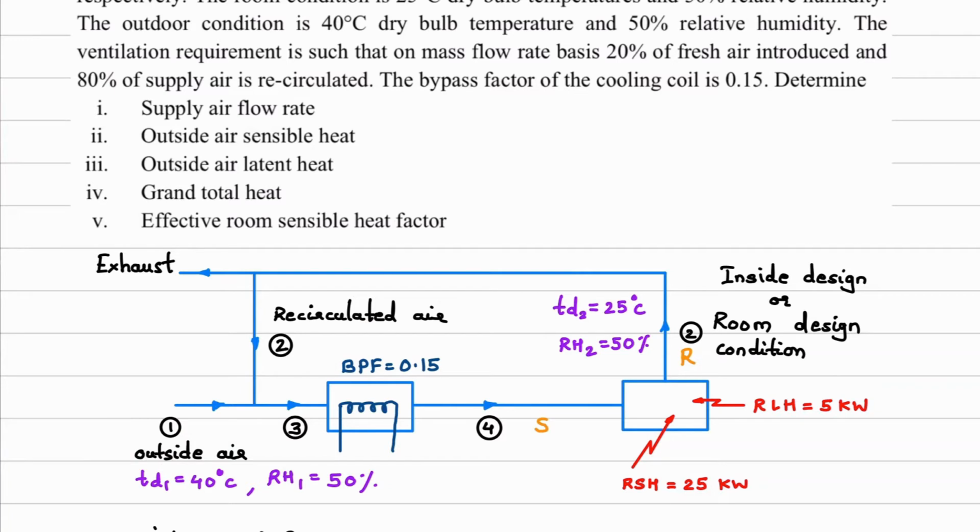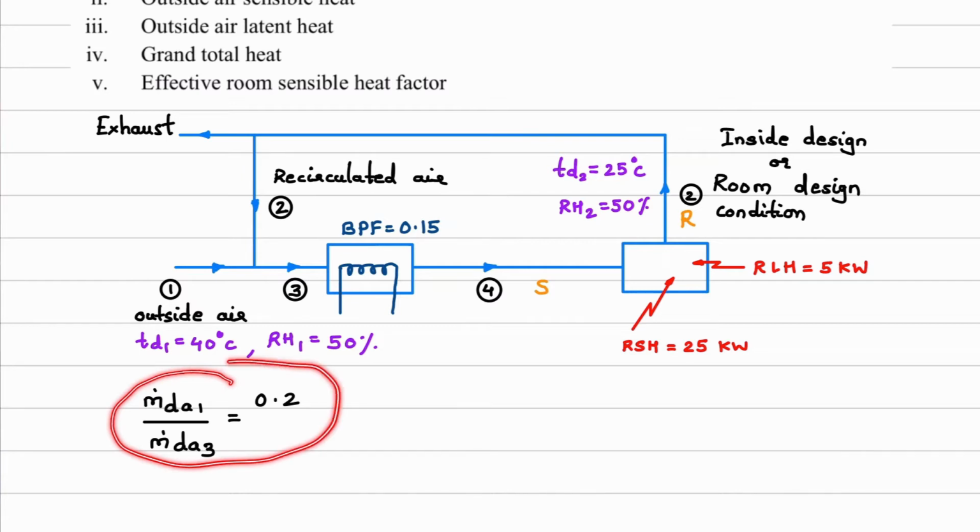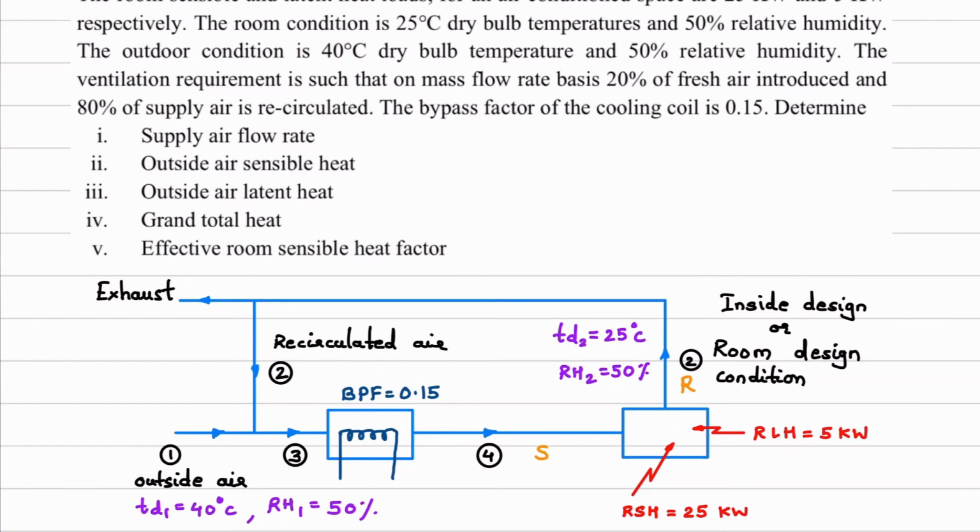So what I can write down, 20% it mixes with 80%, at 0.3 we have 100%. Okay, so I can write down m dot dA1 is 20% of m dot dA3. Same thing I have written here, m dot dA1 is 20% of m dot dA3. Now why I am using m dot dA1 and not volume flow rate? Because here it is given in the question mass flow rate basis. Next, the bypass factor of cooling coil is 0.15. So here I have written bypass factor of cooling coil 0.15.